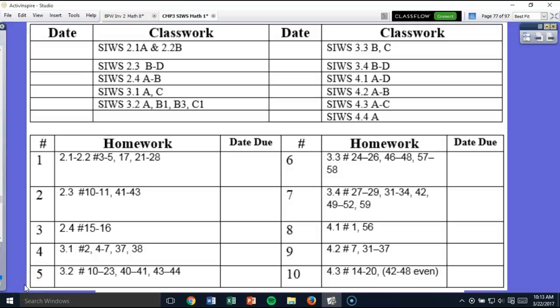Hello everyone and welcome to Say It with Symbols 4.3. This will be on page 69 of your textbook, and the ACES that go along with 4.3 are 14 through 20 and 42 through 48, just the even ones.